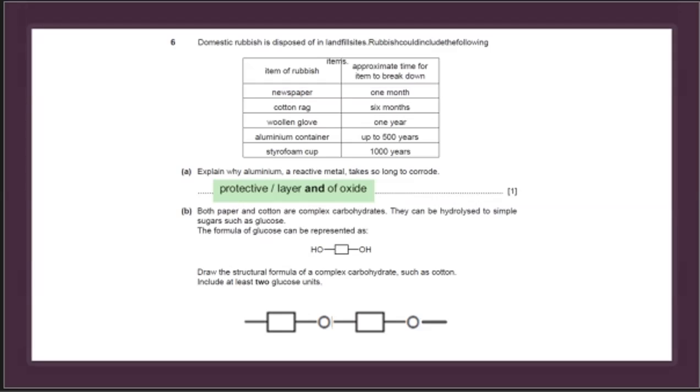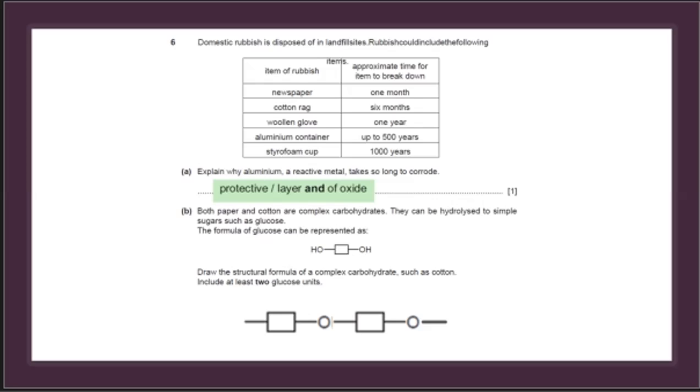Domestic rubbish is disposed of in landfill sites. Rubbish could include the following items. They have newspaper, cotton rag, wooden glove, aluminum container, and styrofoam, and then they show you how long it takes for these different products to break down in the natural environment. The question is, explain why aluminum, a reactive metal, takes so long to corrode.